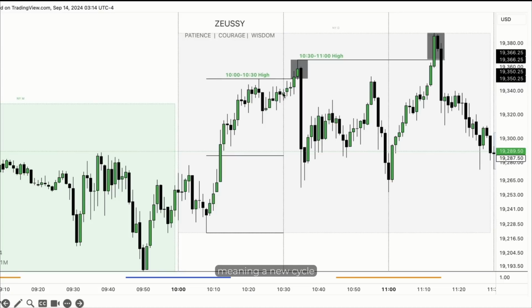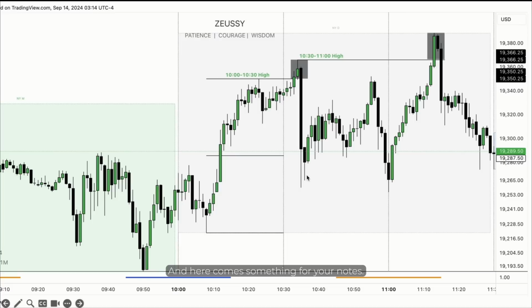10:30 comes along, meaning a new cycle opens up, and what does it do? It runs towards the upside initially, taking out that previous 30-minute cycle high. Once this high was taken out, we can see the market reject it right away. We reprice towards the downside aggressively.